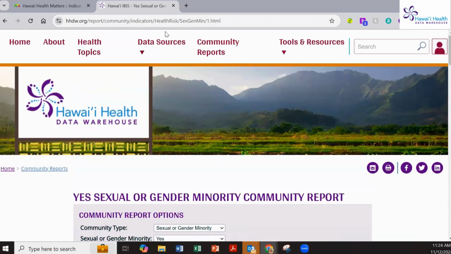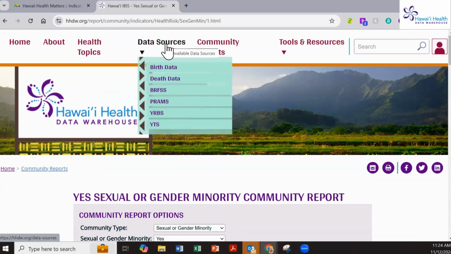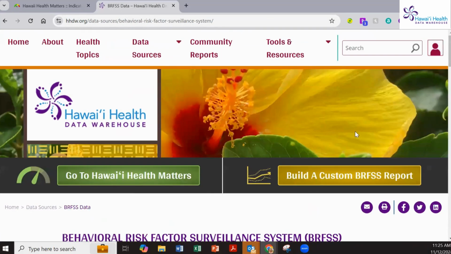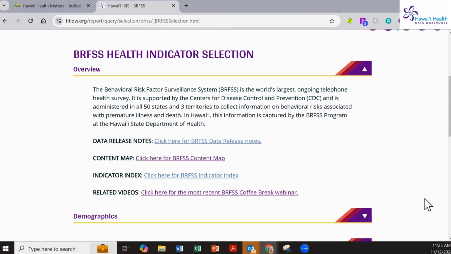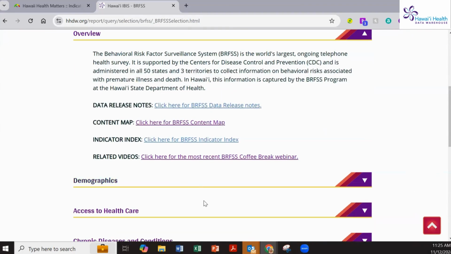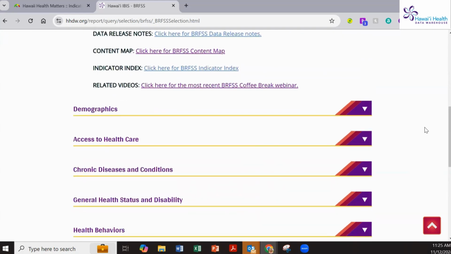All right, I mentioned that BRFSS, the Behavioral Risk Factor Surveillance System, and the Youth Risk Behavior Survey are our two data sources that have sexual orientation and gender identity data. So let's take a look quickly at BRFSS, and we're going to build a custom BRFSS report. And then here is our indicator selection page. So we have some resources here to help you explore the data. And then we have categories and subcategories that represent all of the data that's available from this data source.